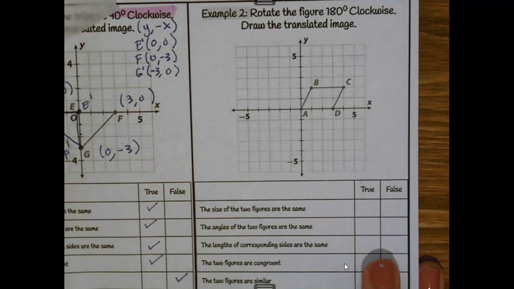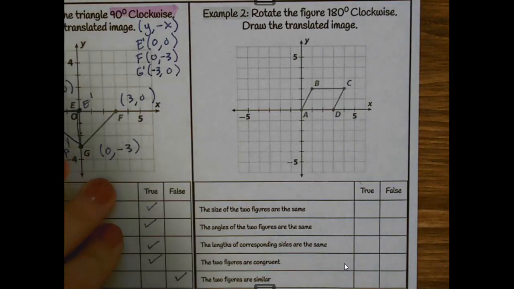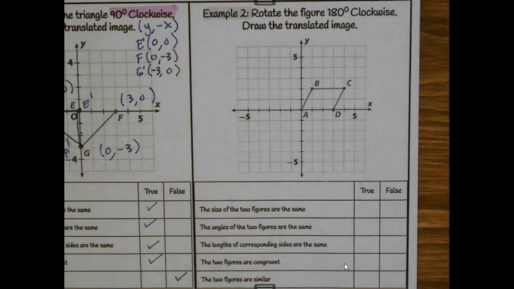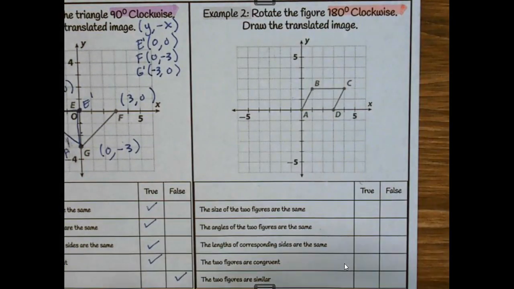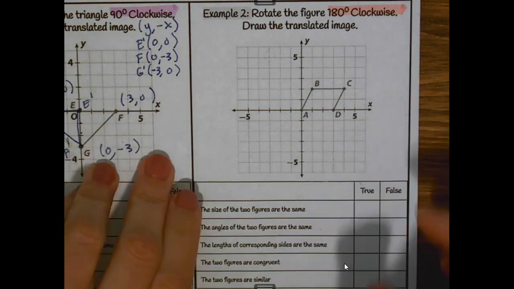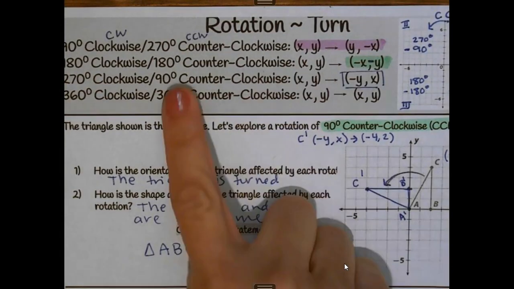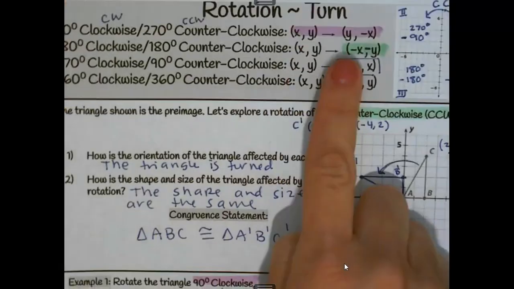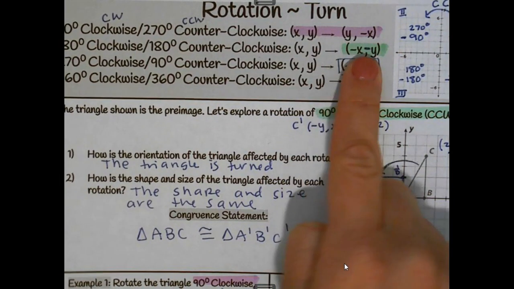All right, so let's take a look at example number 2 and let's see how you did. So the transformation says to rotate the figure 180 degrees clockwise. So if we take a look at our rule at the top, 180 degrees clockwise. Remember, this is the one I had you guys change because I had it wrong in the notes. 180 degrees clockwise and counterclockwise, remember they're the same. X and Y, they don't switch places, but the X becomes the inverse and the Y becomes the inverse.